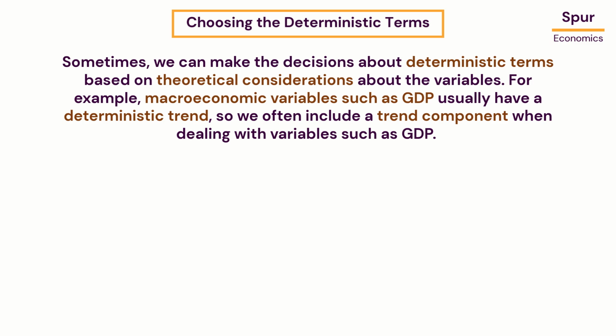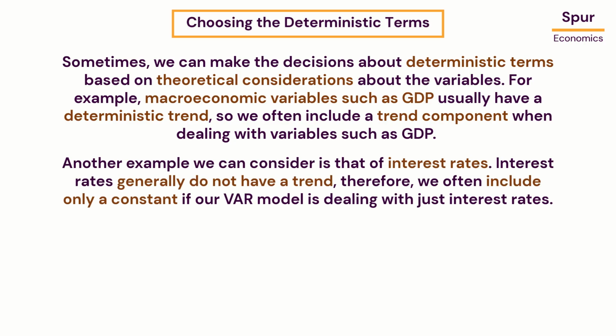Sometimes, we can make the decisions about deterministic terms based on theoretical considerations about the variables. For example, macroeconomic variables such as GDP usually have a deterministic trend, so we often include a trend component when dealing with variables such as GDP. Another example we can consider is that of interest rates. Interest rates generally do not have a trend, therefore, we often include only a constant if our VAR model is dealing with just interest rates.